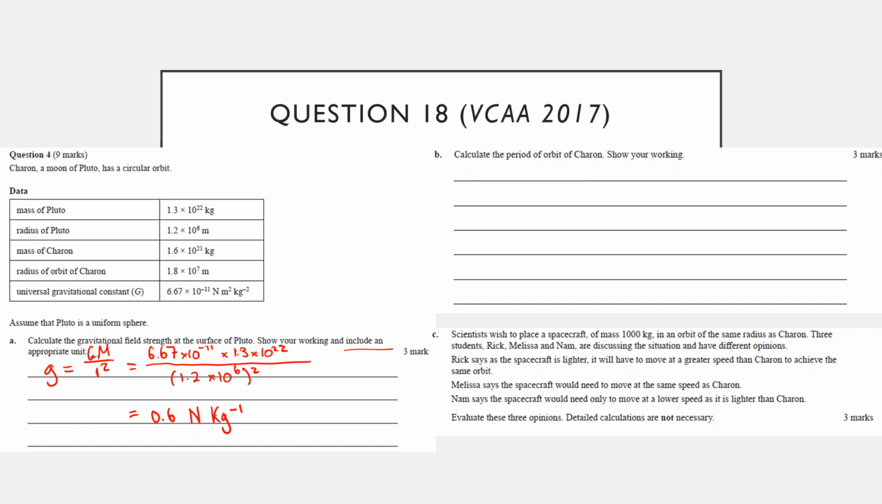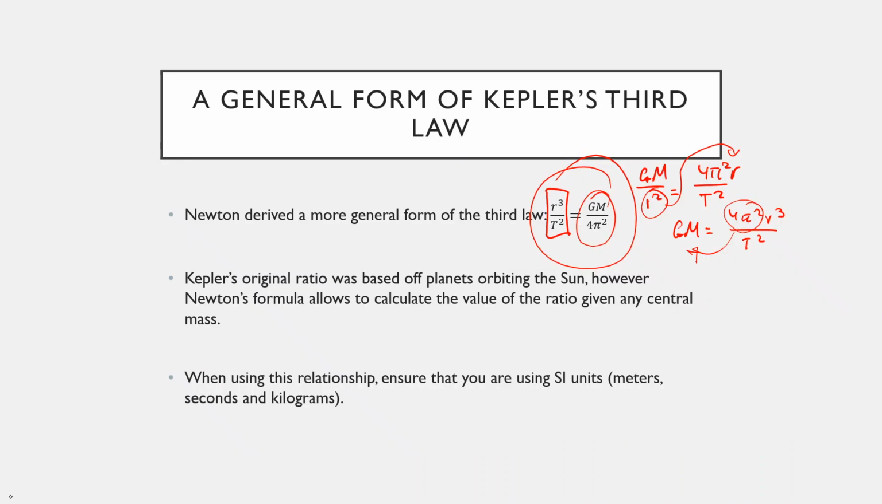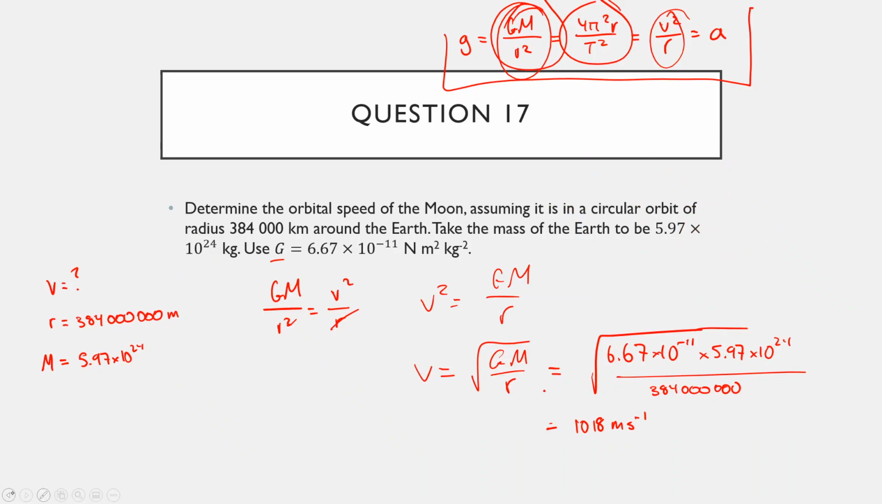Part B says calculate the period of orbit of Charon. Show your working. So what equation can we use? Go back and look at your mega equation that you've written for yourself. We're being asked to find the period. We're being asked to find T.